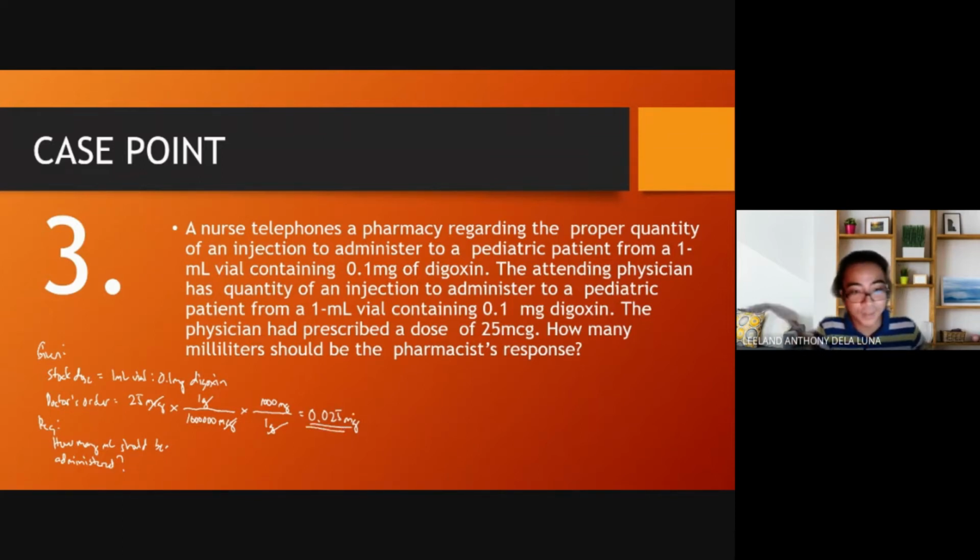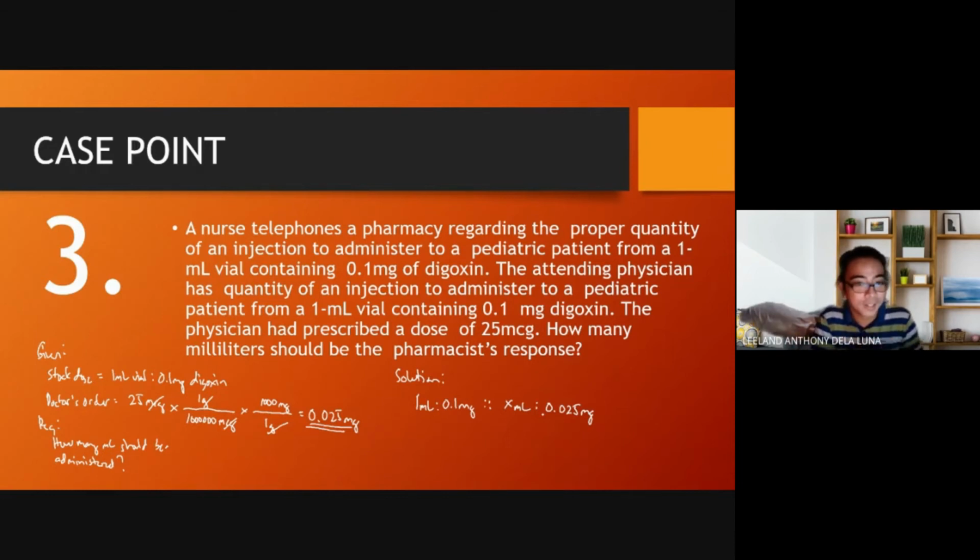Okay, so now class, my solution here will just simply be a ratio and proportion. Alright? So, how do I set up the ratio and proportion? I have a stock dose. Okay, I already have a stock dose. Yes, may question? Miss Fatma? Okay na. Okay. So, our stock dose is simply 1 ml. The 1 ml vial contains 0.1 milligrams of digoxin. So, therefore, X ml is equivalent to 0.025 milligrams. How many ml do I need to get this milligram dose? Okay? So, that's my ratio and proportion.